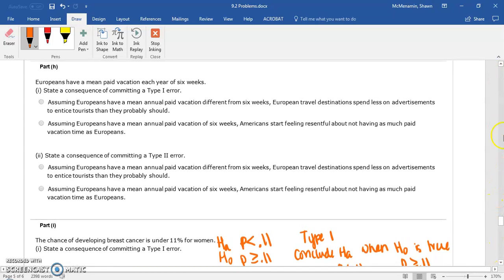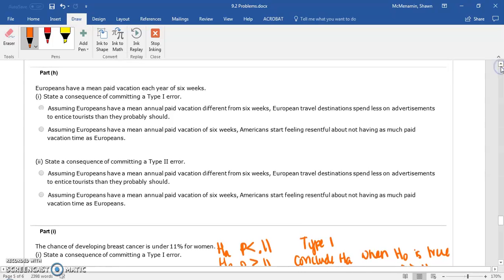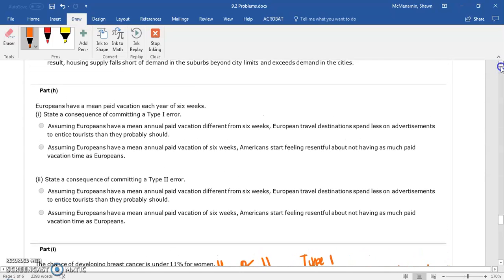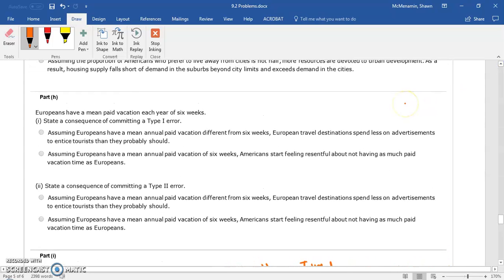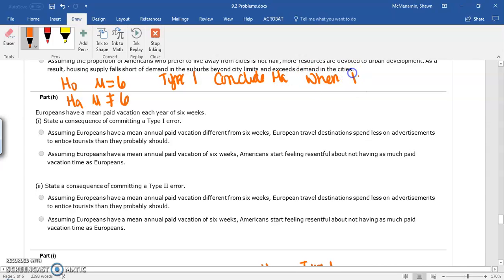All right, so for this one, Europeans have a mean paid vacation time. So the mean is 6. That's going to be your null. And your alternative is the mean is not equal to 6. So a type 1 error is when you conclude HA when H naught is true.